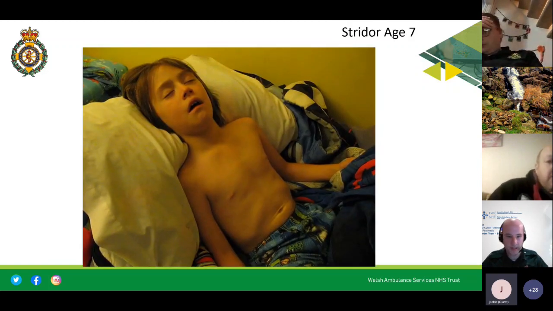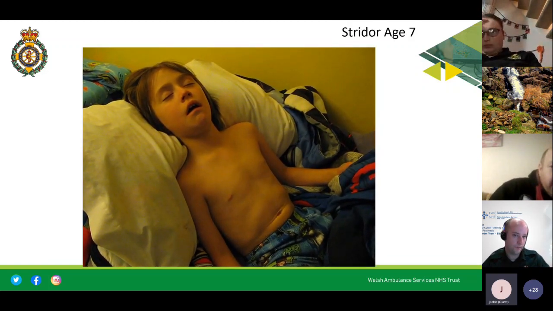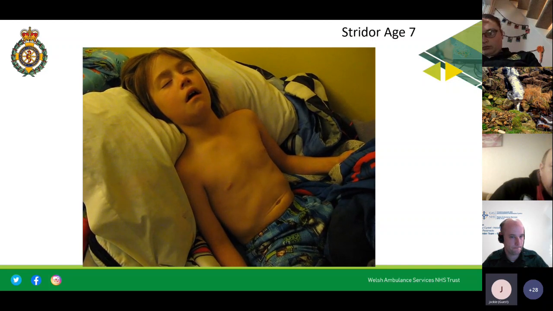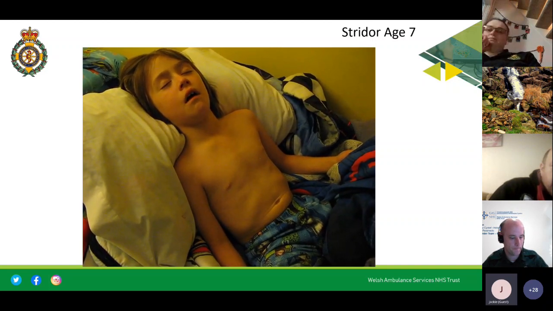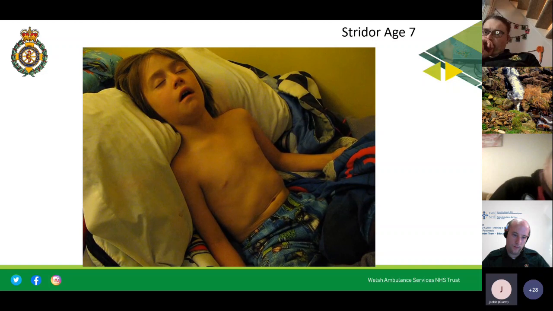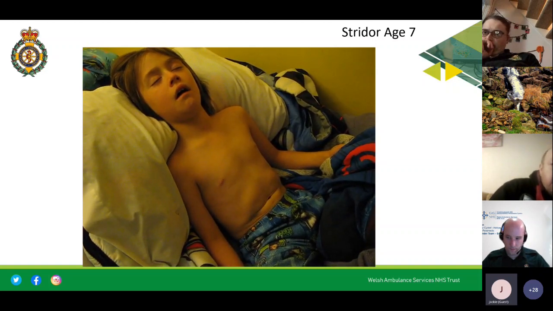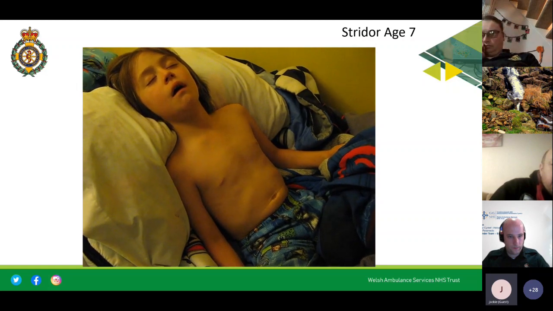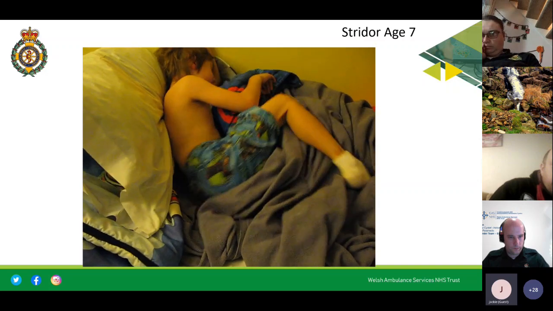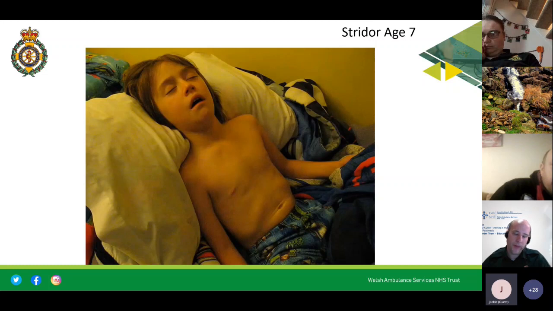And then finally, we're looking at stridor. Cool. So he is sat up. He's still got stridor when he's sat up, and it's more of a higher pitch than anything. So hopefully we'll be able to recognise that.